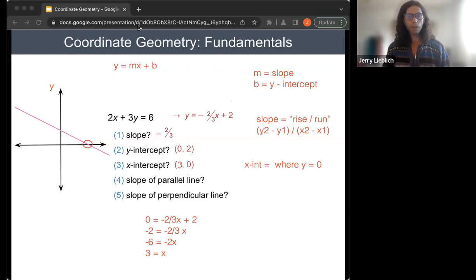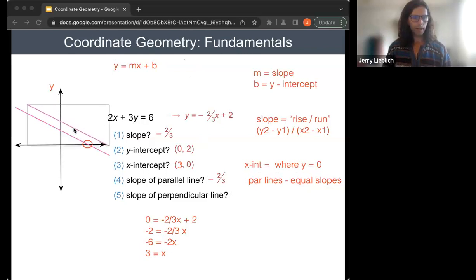Now, slope of a parallel line. Parallel lines have equal slopes. So a parallel line would also have a slope of negative 2/3, and that could look like anything like this. These are all different parallel lines. The slope stays the same, but the y-intercept would be different.